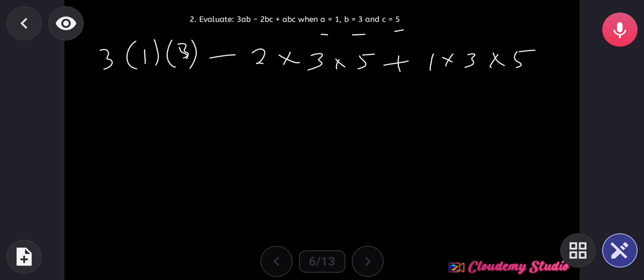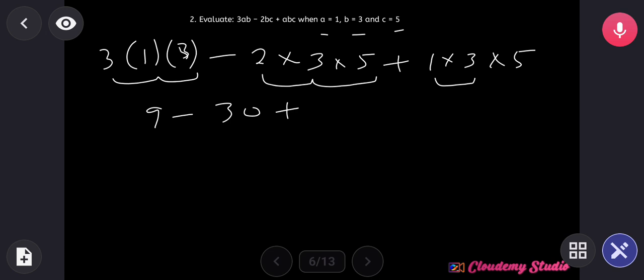Therefore, my answer equals 3 times 1, 3, 3 times 3, 9, that is 9, minus 2 times 3, 6, 6 times 5, 30, minus 30, plus 1 times 3, 3, 3 times 5, 15, plus 15, right?